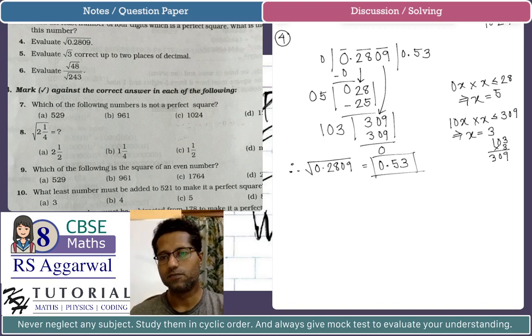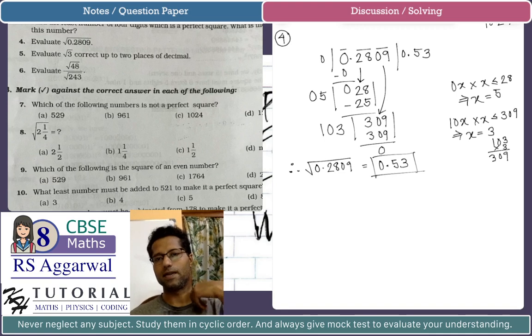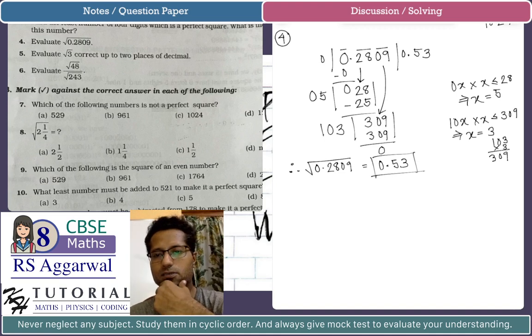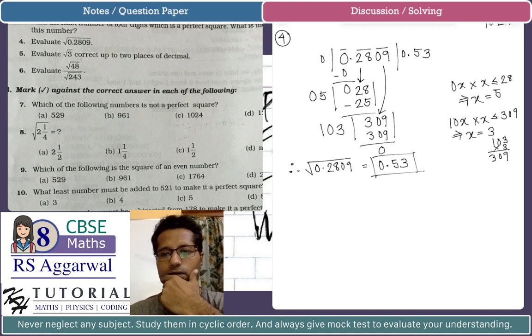If you understand this process of using the long division method directly to find the square root of a decimal number, it is quite straightforward and easy. The only thing you have to keep in mind is that if the given decimal number has an odd number of digits after the decimal point, you have to add a 0 to make it an even number of digits, and then you mark the periods from the right hand side, and then you proceed normally with the long division method.